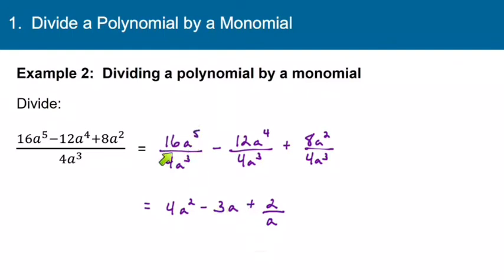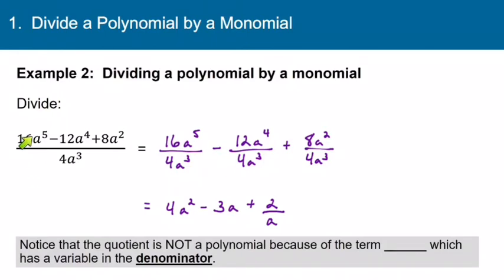So again, for our variable factors, we subtract the exponents, but we start with the larger exponent, and then we'll get a positive answer, and we'll put that positive exponent either in the top or in the bottom, depending on where the larger exponent was.